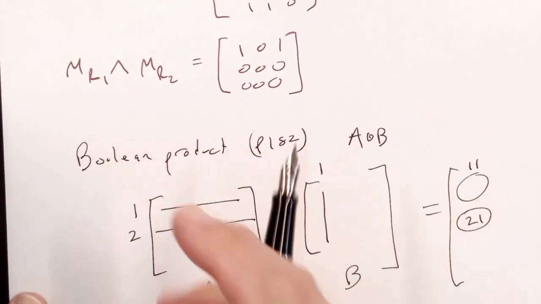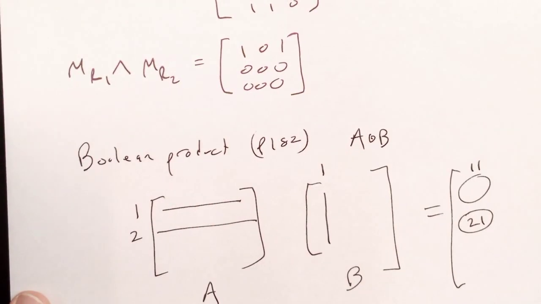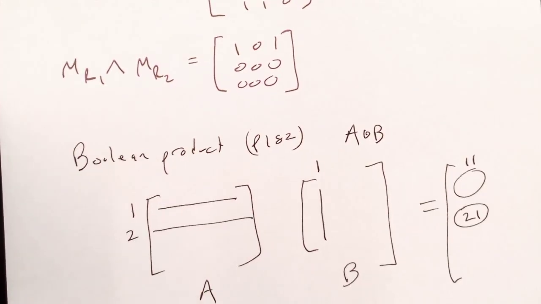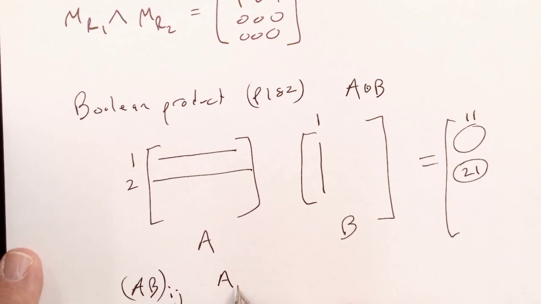So in order to do this, I do A Boolean product B, entry i,j. I take the ith row of A, and I go one at a time across that row. I take the jth column of B. That means I need to go through each of the rows. I've got to multiply those. Which was multiplying? AND, and OR.